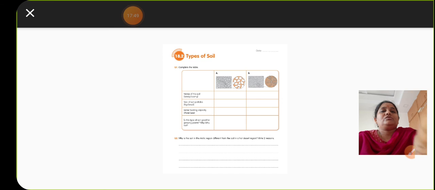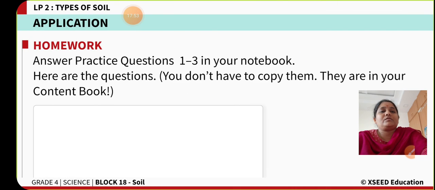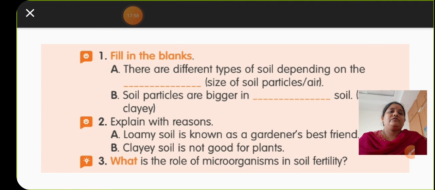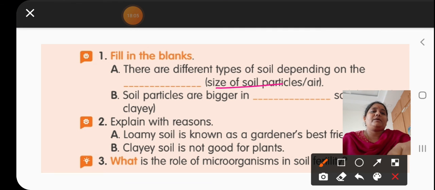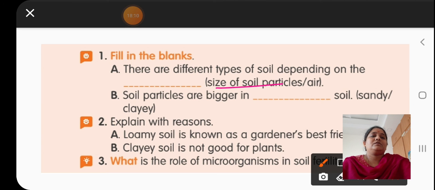So now let us open the practice questions from the textbook. In these practice questions, there are different types of soils depending on the dash, depending on the size of the soil particles. Soil particles are bigger in dash soil, a sandy soil or a clayey soil. Here, the sandy soil has the bigger soil particles.